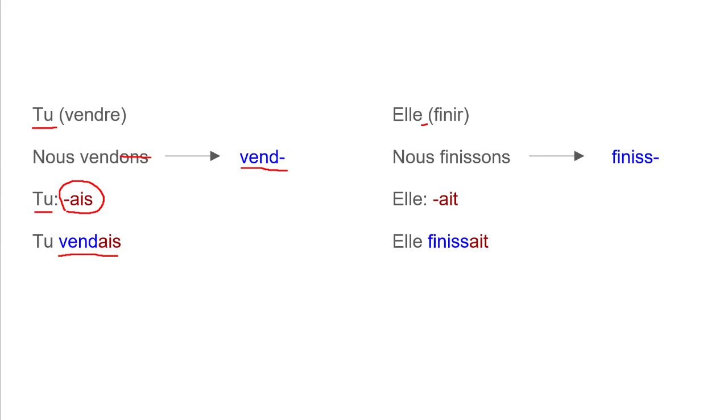Okay, finir is an IR verb. So we have nous finissons. This is one of those goofy IR verbs, but if you take off your ONS, it works just the same. You have this stem. For the subject elle, the ending is AIT. So this is elle finissait. She was finishing.